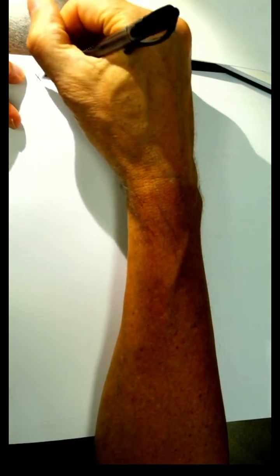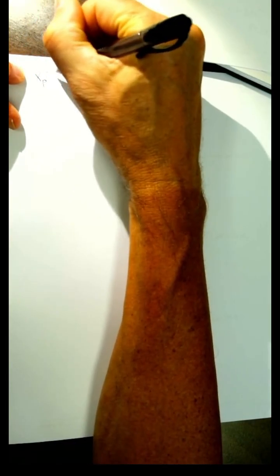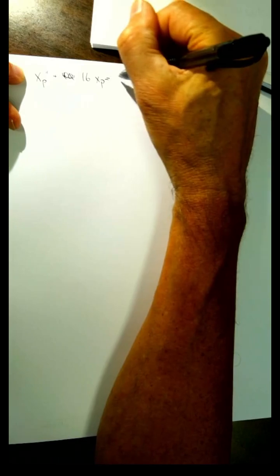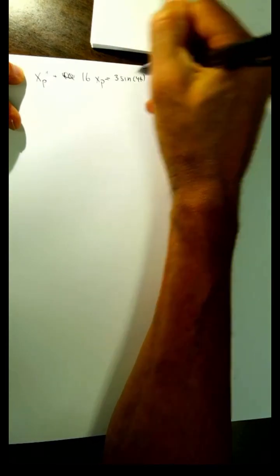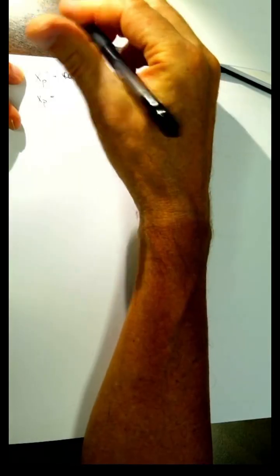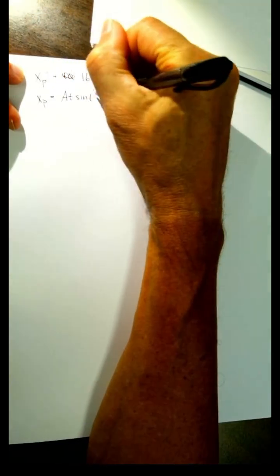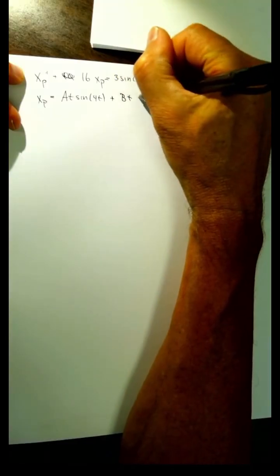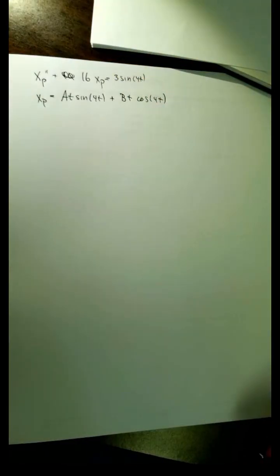All right, let's start over here, because again, this is going to be a mess and I'm going to need room. So my particular solution satisfies xp double prime plus 16xp is 3 sine of 4t. I made a guess that my solution looks like at sine of 4t plus bt cosine of 4t. I'm going to take that and plug into my equation, and I'm going to ask, does that give me enough information to figure out the values of a and b? And at the end of the day, I should have 2 equations, 2 unknowns. Because my unknowns are a and b, I'm going to need 2 equations.